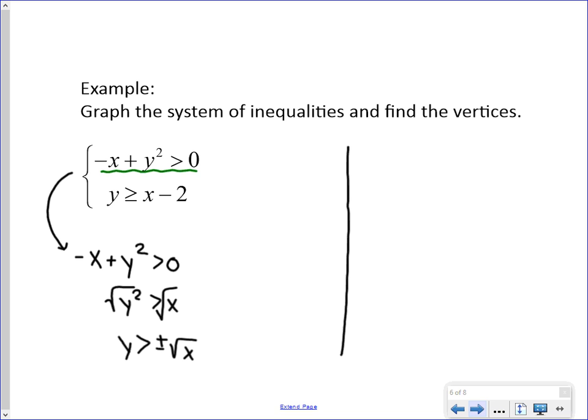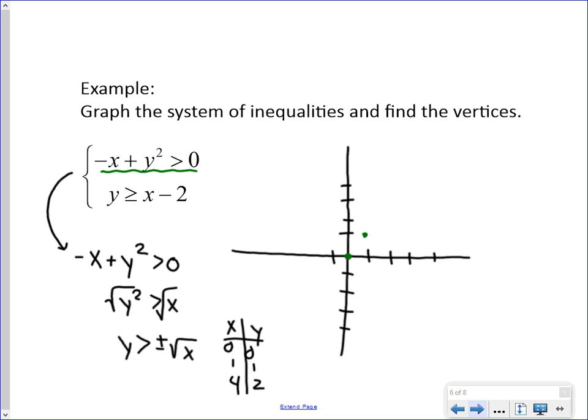Okay, let's graph that. What are some points on the parent function for square root graphs? Like I'm thinking x, y, what could I put into the square root of x? 4 gives me 2. 1 gives me 1. 0 gives me 0. Those are great points. So I'm going to plot that. 0, 0, 1, 1, 4, 2. And this graph is greater than, so it should be dashed.